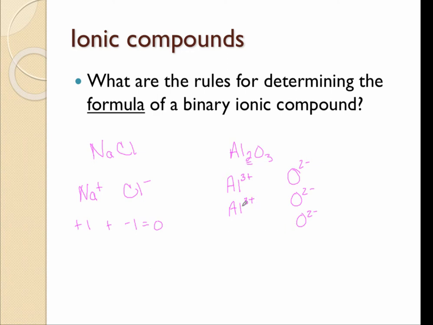What is the total plus charges here? +6. So that means, and remember what that means, it means each aluminum has lost 3 electrons. So collectively, they've lost 6 electrons.